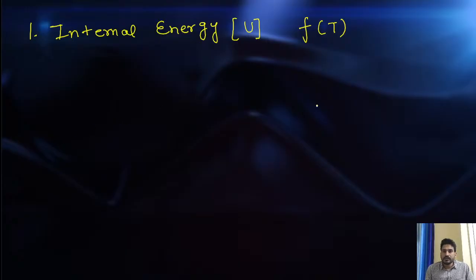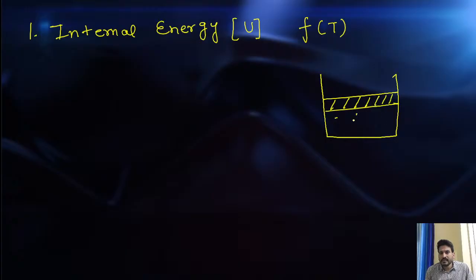See, let's suppose I have a cylinder piston assembly. This is my piston, and let's suppose some gas is there in this cylinder, and I'm giving heat to the system. So this is my system actually. These are my system boundaries, and this is my system, and the rest is my surrounding. Let's suppose Q amount of heat I'm giving to this system.